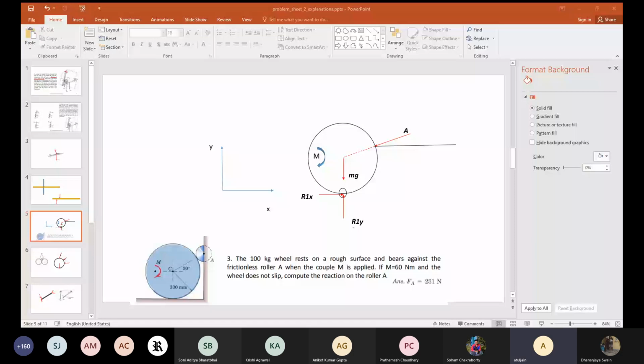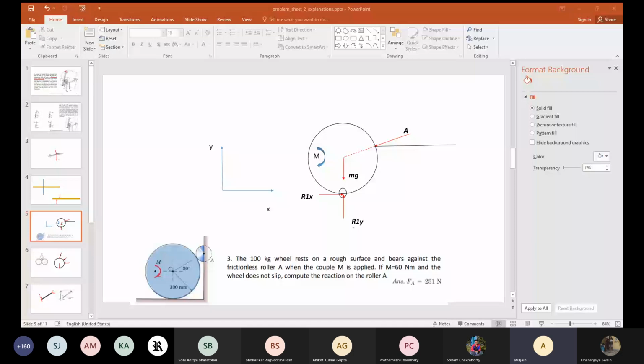Excuse me, sir, I have a doubt. If I'm getting confused by the couple, can I just break it into two forces and apply them at some specific distance? Normally, what you are doing should not cause an error.